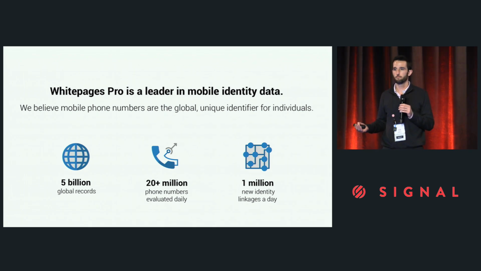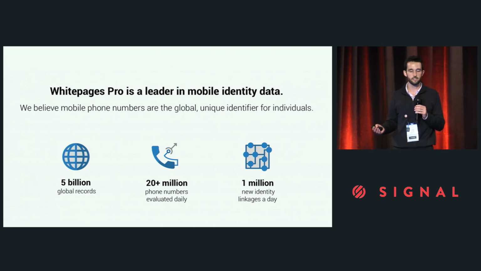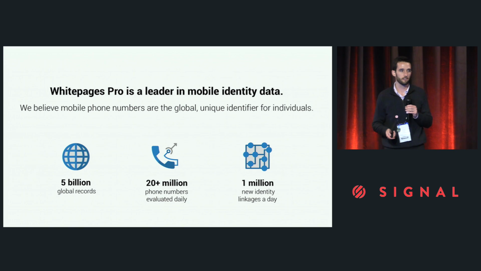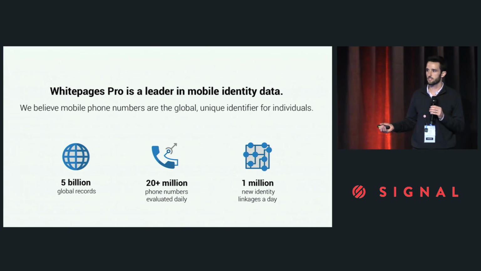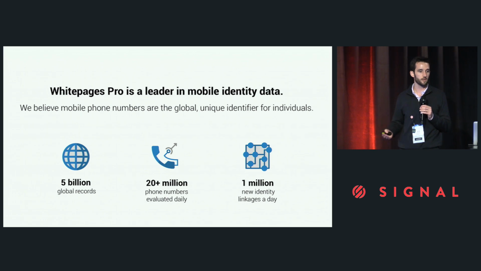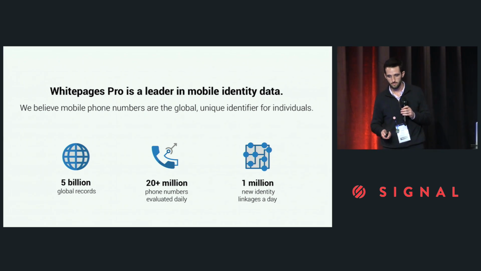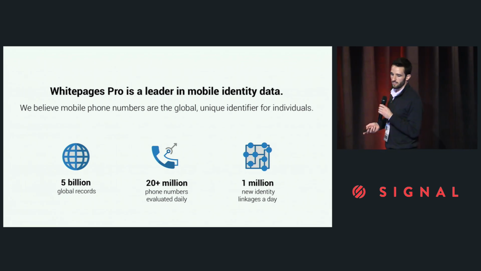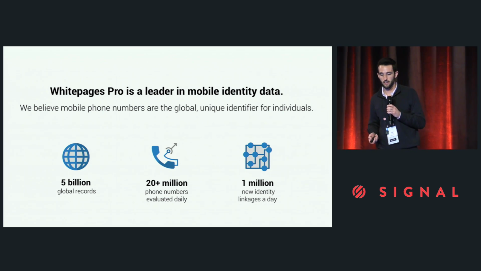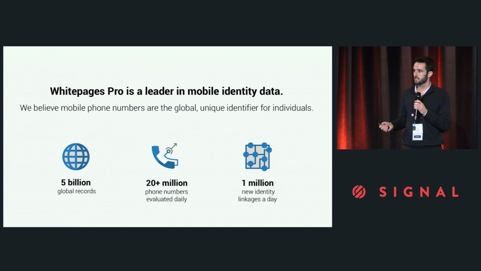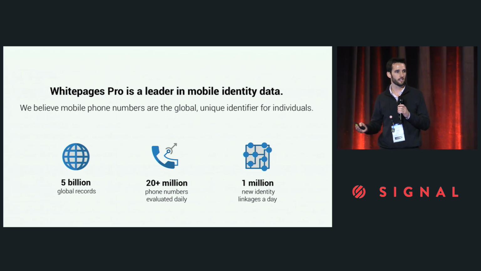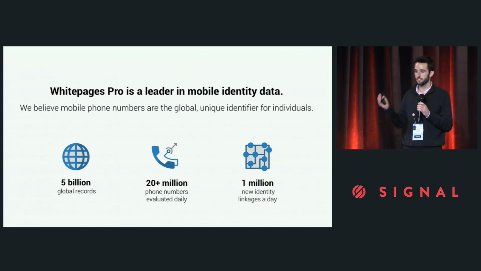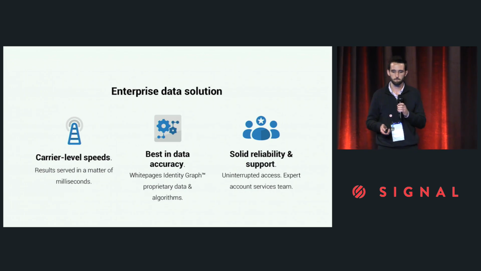So I'm going to real quickly tell you about WhitePages Pro. We are a leader in mobile identity data. The reason mobile identity data, in our view, is really important is because we see a phone number becoming the unique identifier for consumers globally. So businesses want to learn as much about who's behind a phone number as they possibly can. In our graph database, we have over 5 billion records. We are evaluating over 20 million phone numbers per day. And one of the really unique things is our capability to generate data through what we call our proprietary data pipeline, where we're in real time ingesting data and building links in our graph.